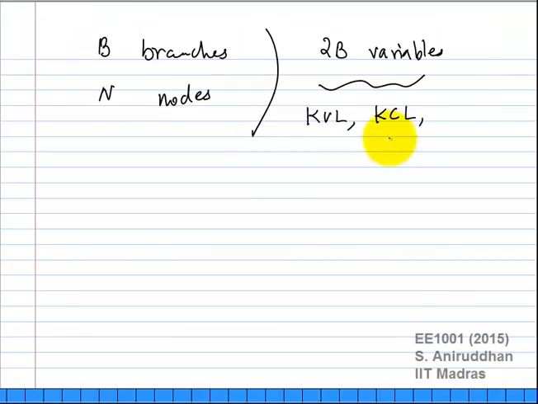So in other words, KCL will give you n minus 1 equations. What about KVL? How many equations can you get from KVL? And how do you figure that out? We want to know independent equations.